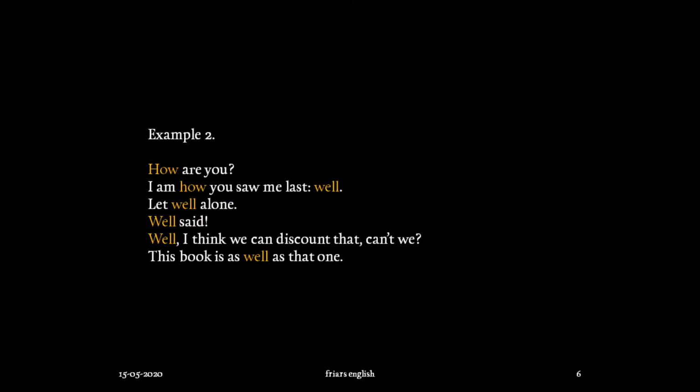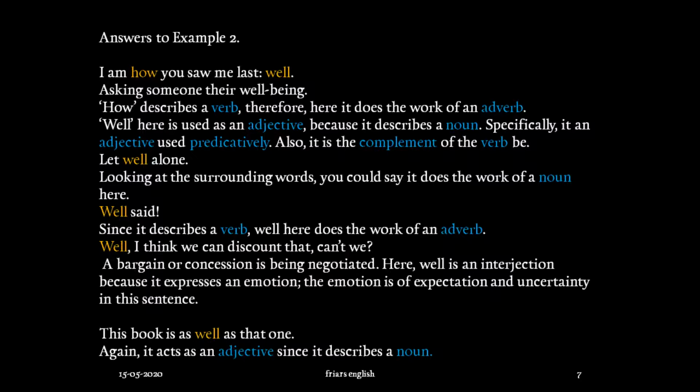Now let's look at answers to example 2. The first sentence is, how are you? The answer to this question is, I'm well. How are you, as you know, is asking someone their well-being. How describes a verb. Therefore, how here does the work of an adverb, like we saw in the previous example. It modifies the verb to be, which is here in the form of are.